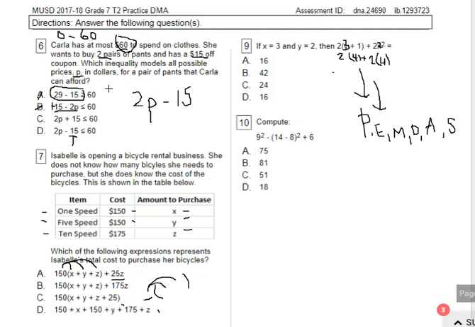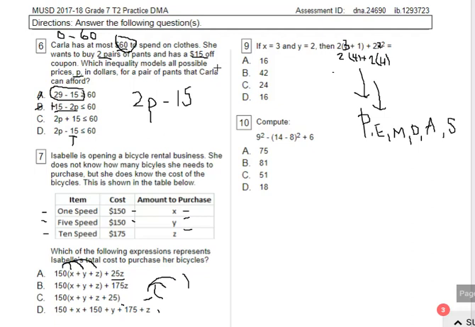So Carla has at most $60. That means she has from $0 to $60. She doesn't have any more to spend on clothes. She wants to buy 2 pairs of pants and she has a $15 off coupon. As you guys know, 15 off, 15 less, 15 away, take away. These are subtraction kind of words that relate to taking away, minus, negative.